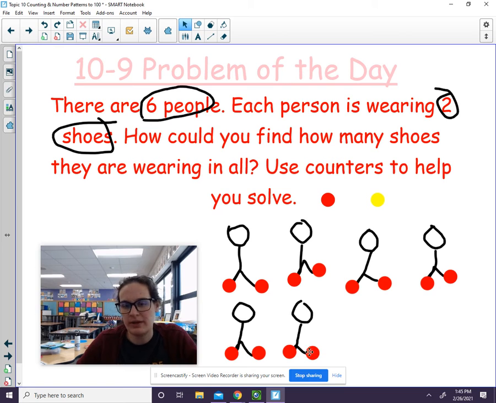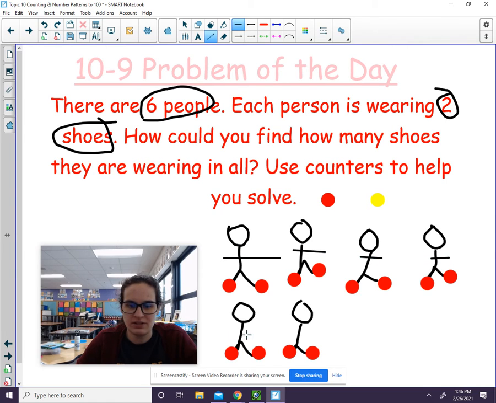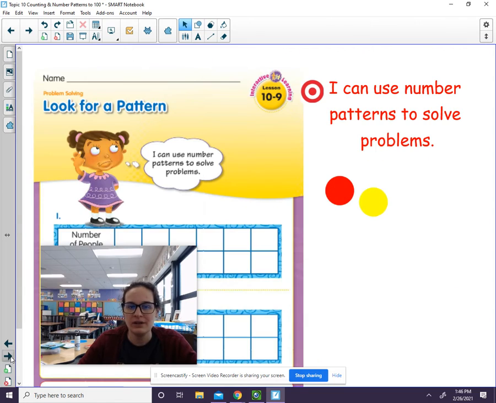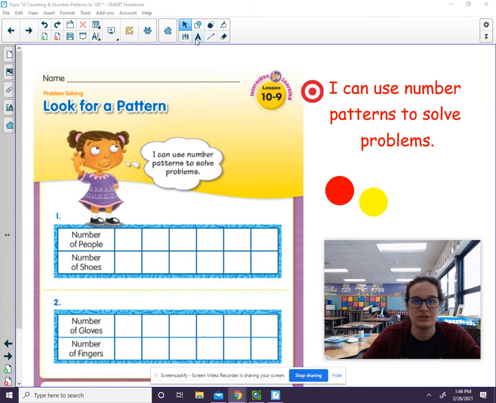But I think there's a quicker way. Look how these are separated out. We can see that each of these people have 2. So it's 2, 4, 6, 8, 10, 12. So by counting by 2s, it's an easier way for us to figure this problem out. We're going to learn how to use a table to do that.